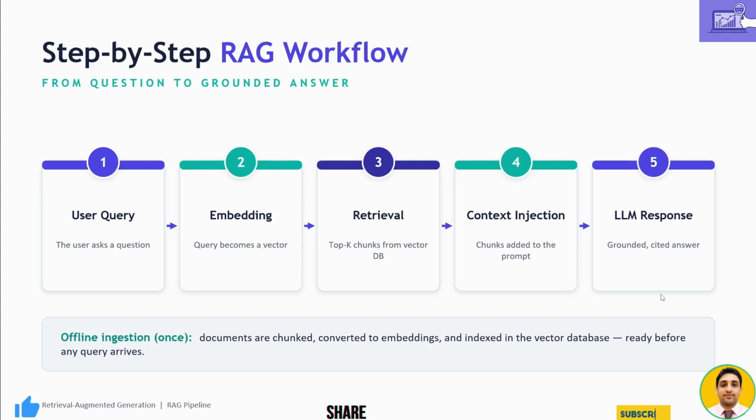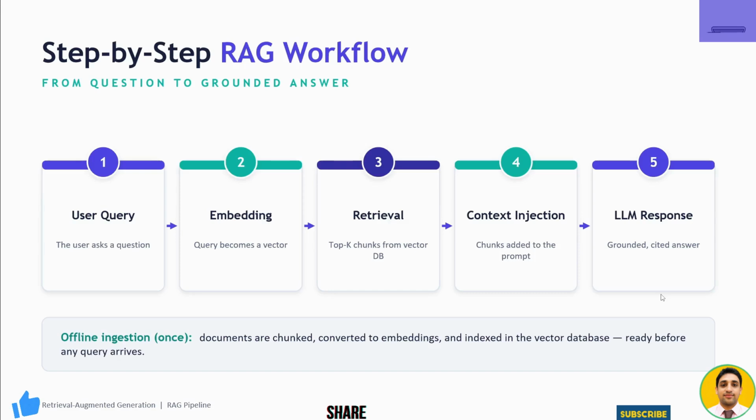Step 5 is the LLM response. The language model now generates its final answer, and because that answer is based on the injected context, it comes out grounded and in many implementations even cited back to its source.